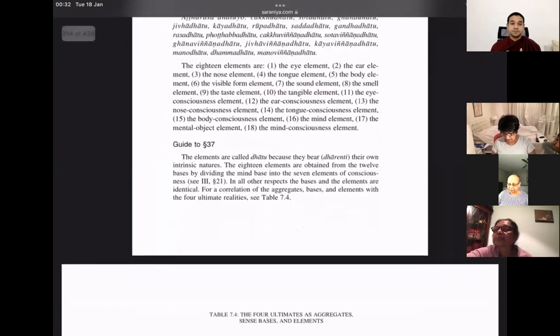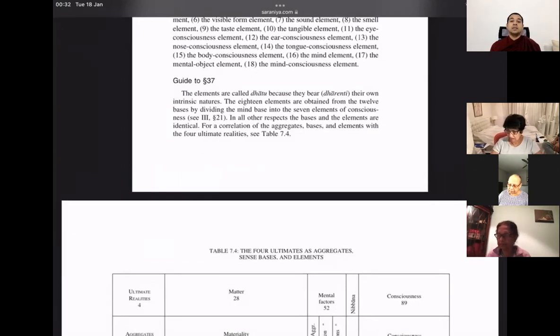Guide to verse 37. The elements are called dhatu because they bear their own intrinsic natures. The 18 elements are obtained from the 12 bases by dividing the mind base into 7 elements of consciousness. In all other respects, the bases and the elements are identical. Except for that division of the mind base, everything pertaining to the elements and the bases is identical. For a correlation of the aggregates, bases, and elements with the 4 ultimate realities, see table 7.4.